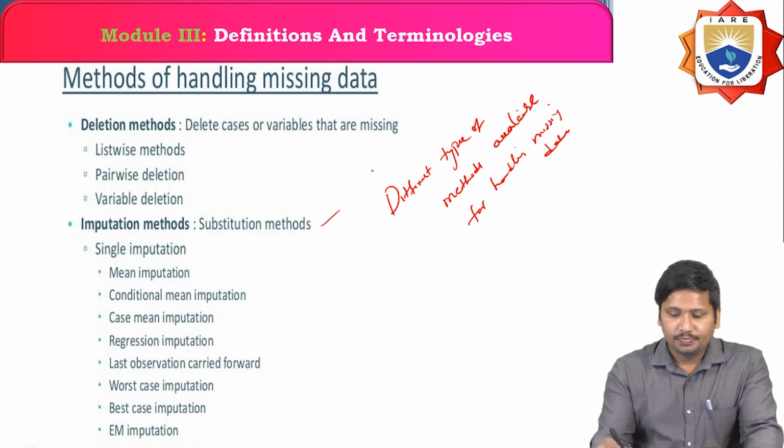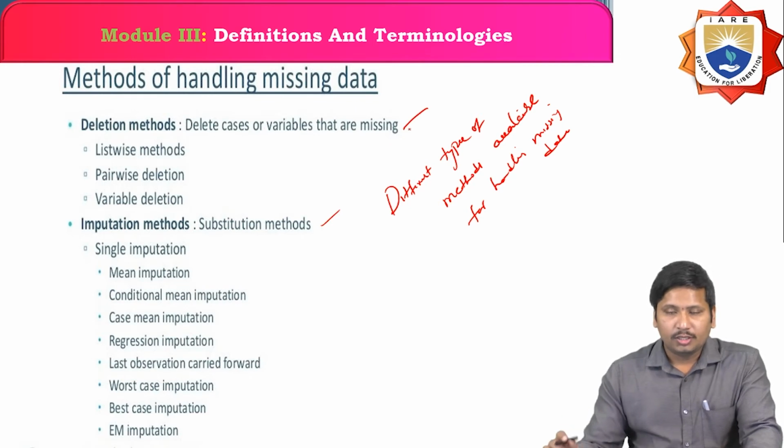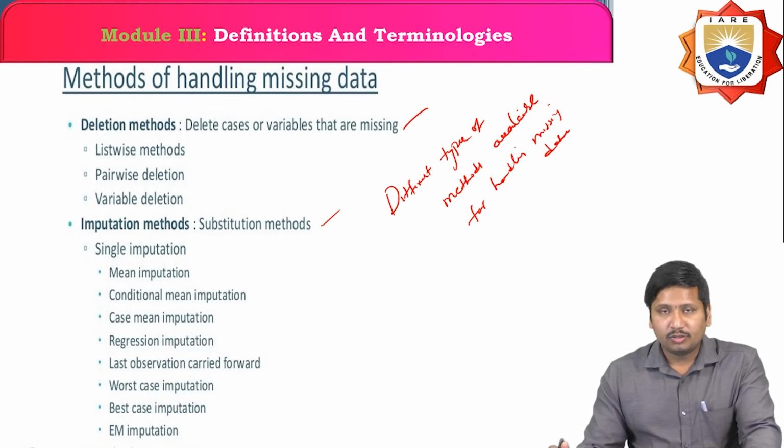There may be a chance of being asked the question: what is the listwise deletion method, what is the pairwise deletion method, and what is the variable deletion method?